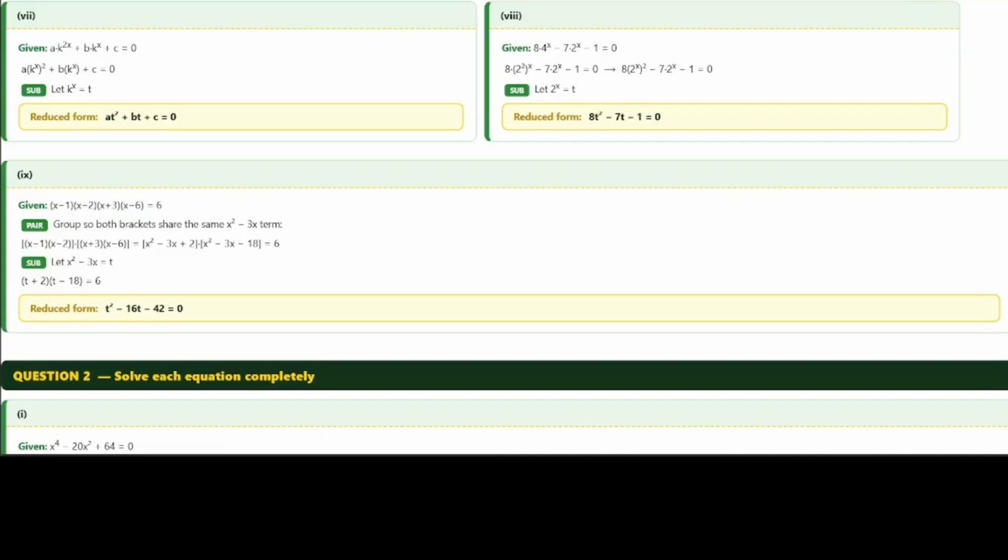And now for the final equation, here we have x minus 1 into x minus 2 into x plus 3 into x minus 6, and that is equal to 6.